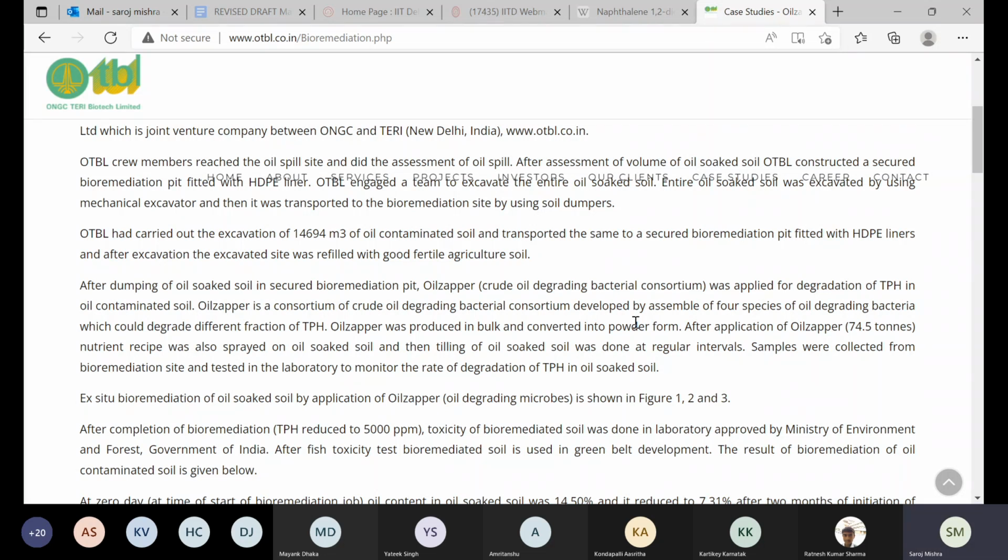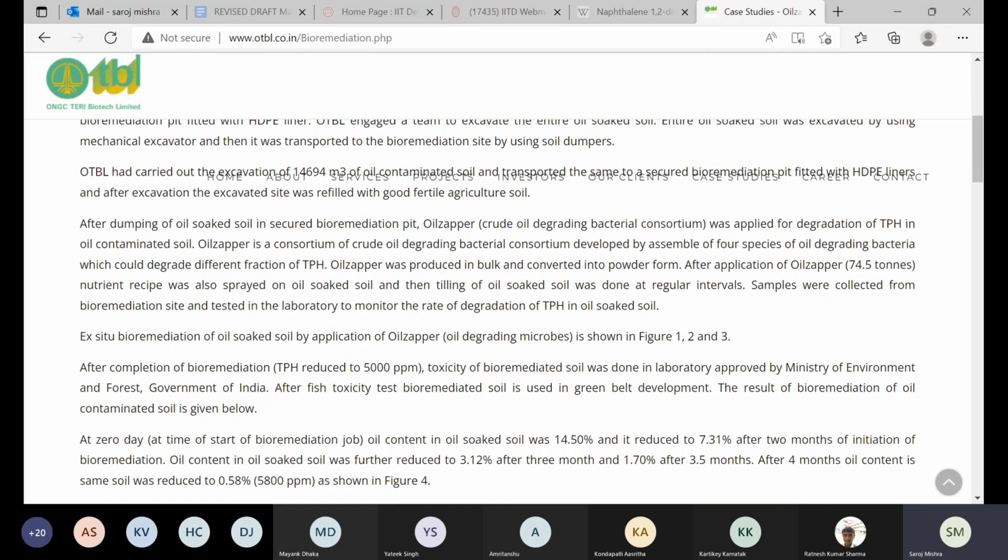So that all the water is removed. Just like yeast, when powdered yeast is used for baking, it is available as a powder in the market because these are spray dried yeast. In a similar manner, this is spray dried. After application of about 74.5 tons of Oil Zapper, a nutrient recipe was also sprayed on the oil, and then tilling is carried out. So the soil is turned at regular intervals.